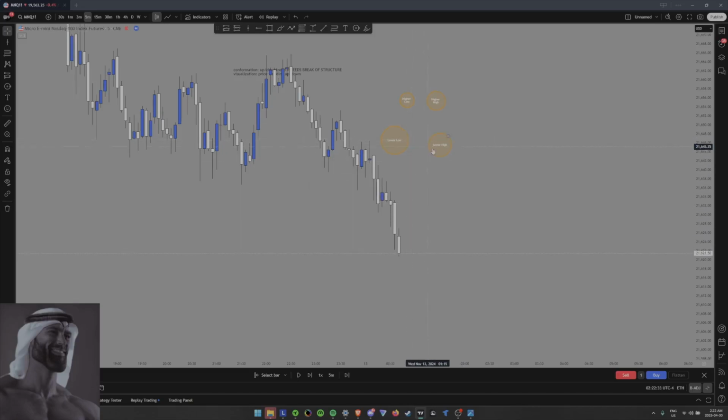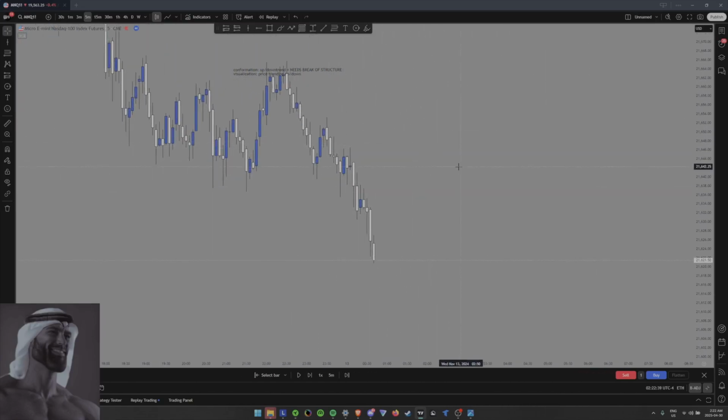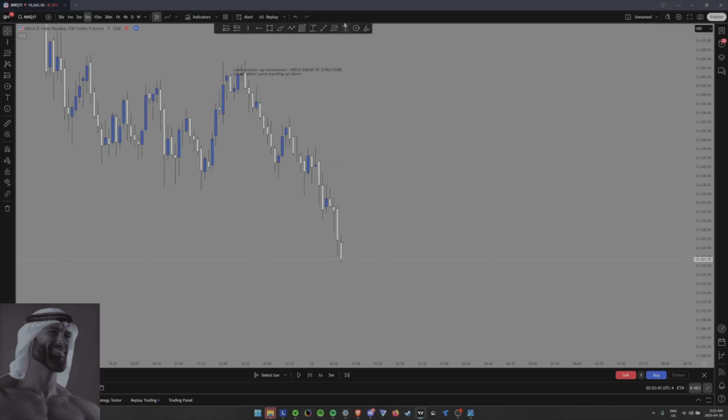Okay, perfect. Let's get rid of B. So here's our downtrend. We're looking to take longs, meaning we have to wait for a break of structure towards the upside. So that is our confirmation. Let's mark it out here.